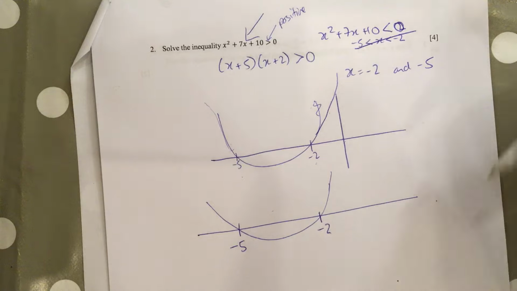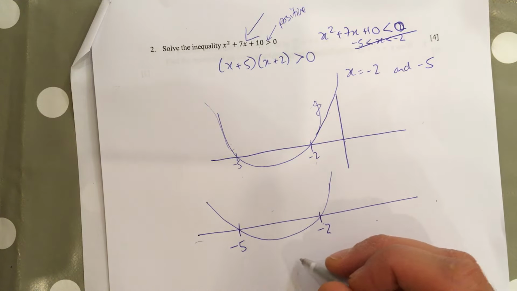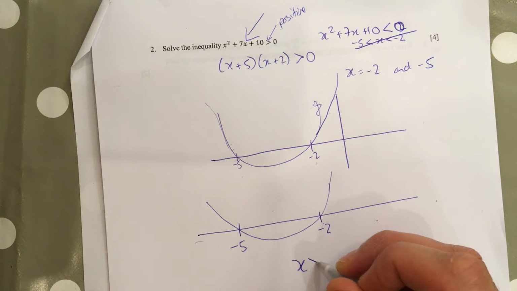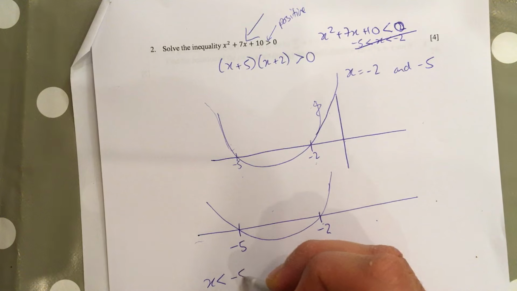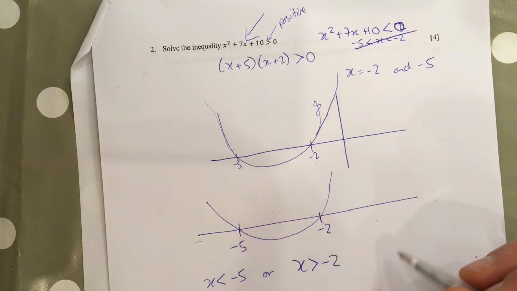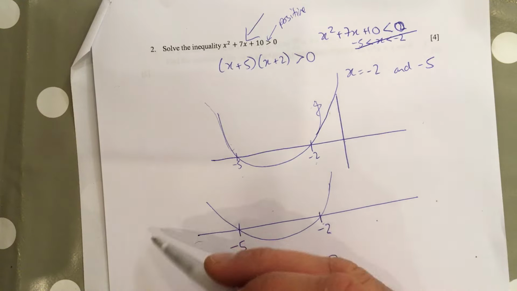And as we said, it's positive most of the time. It's positive above the top root and below the negative root. And you have to write those two regions separately. So x is either greater than minus 2 or x is less than minus 5. And those are two separate conditions. You can't put them together because x can't be greater than minus 2 and less than minus 5 at the same time.